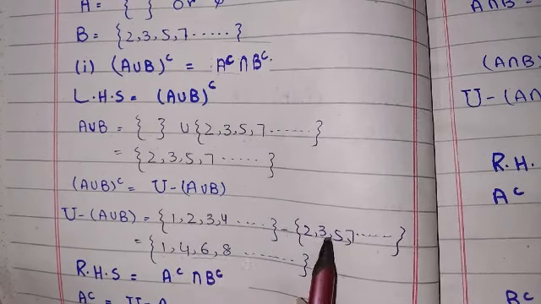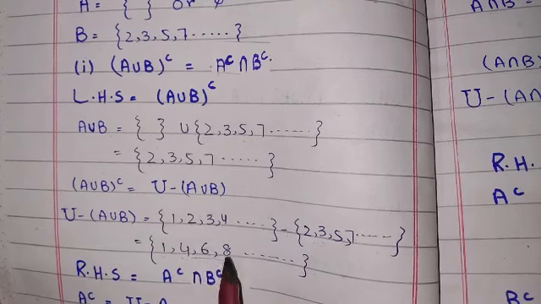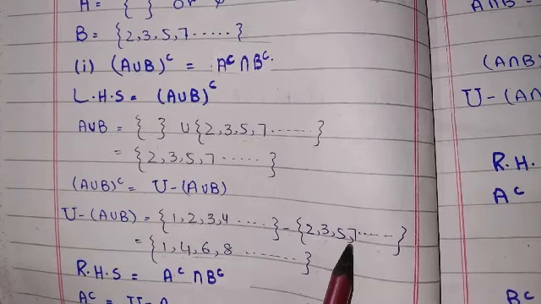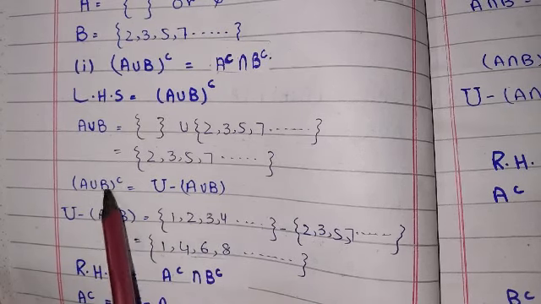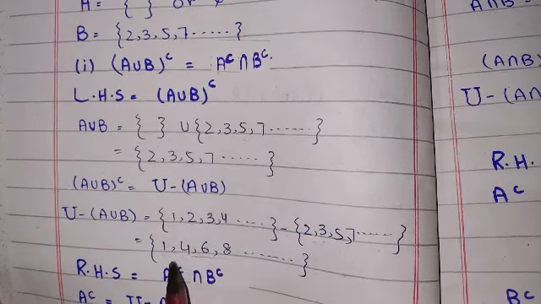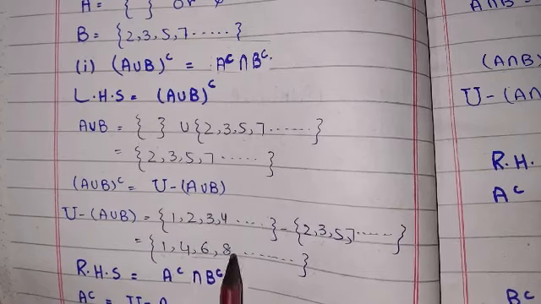As you can see, we have 1, 4, 6, 8 which are not in the resultant set but are in the universal set. So the answer of A union B whole complement is equal to the set containing elements 1, 4, 6, 8 and so on.